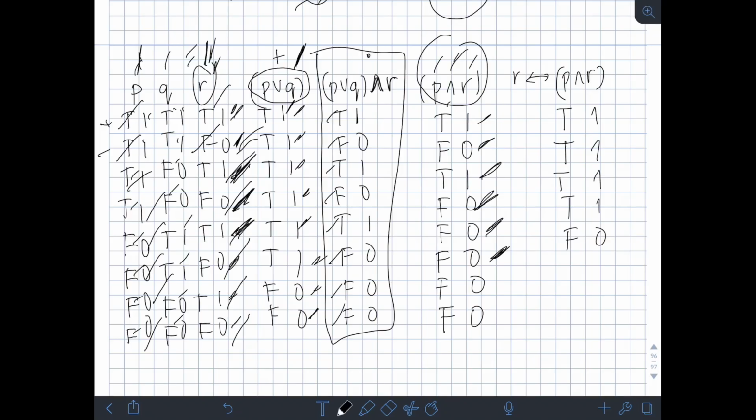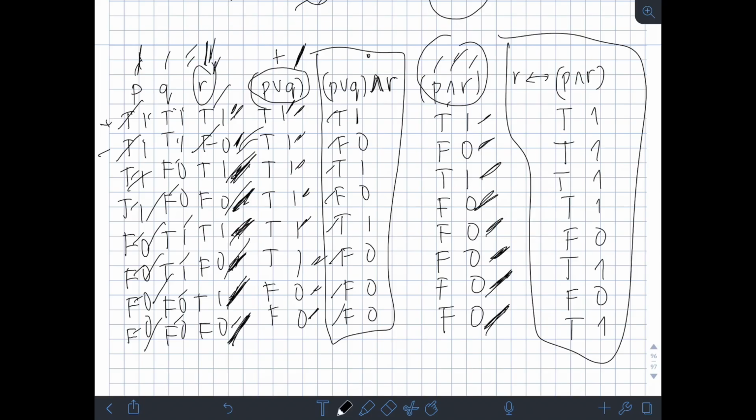Next, 0 and 0 or false and false. So, magkapareho. Therefore, true or 1. Next, 0 and 1. So, false and true. Magkaiba. So, dapat false or 0. Then last, 0 and 0. Therefore, magkaparehong false. So, dapat true or 1. Therefore, ito yung required output natin for R if and only if P and R: true, true, true, true, false, true, false, true.